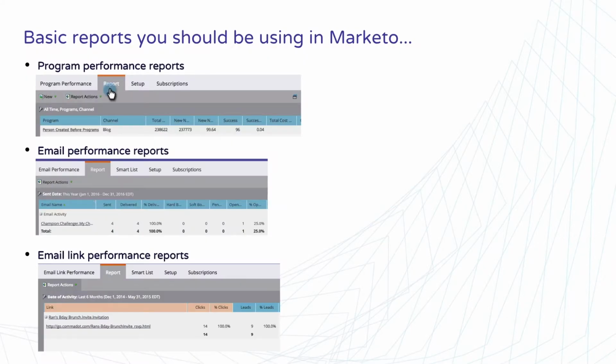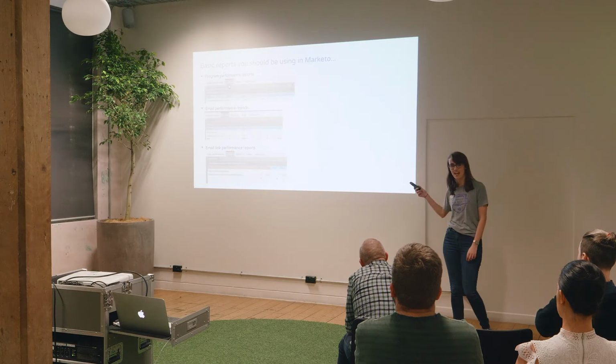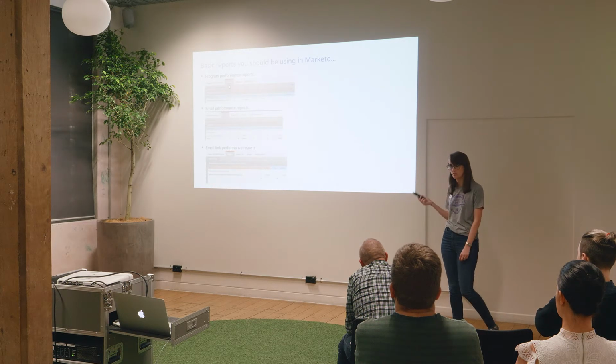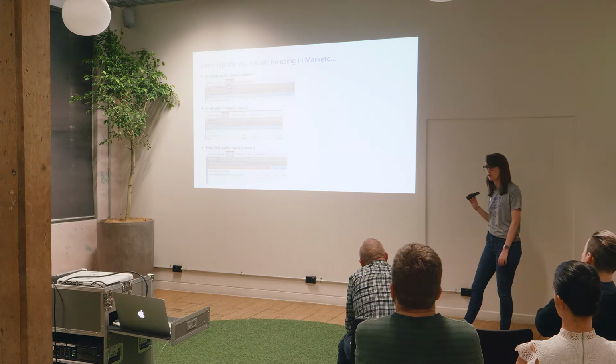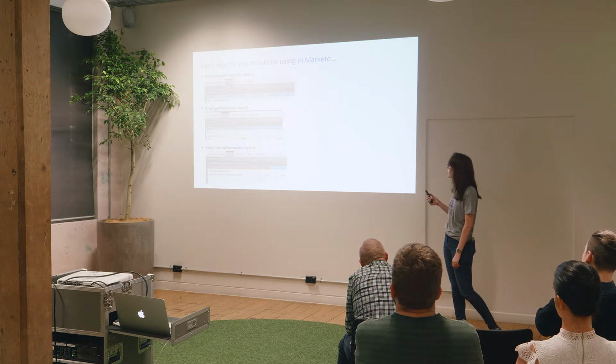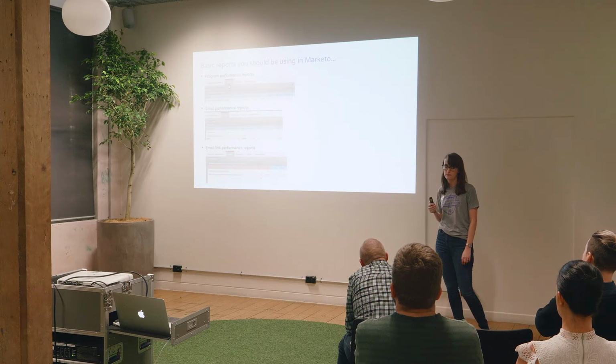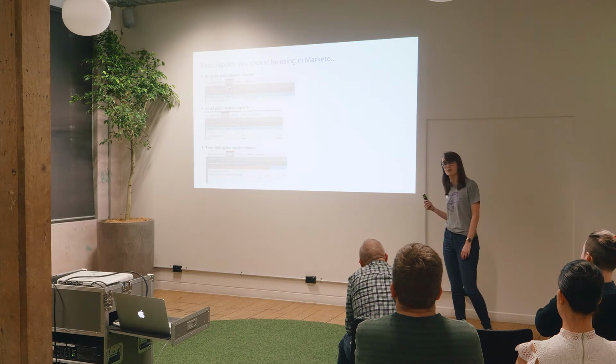So some of the basic reports you should definitely be using in Marketo. First one is program performance reports. Basically that's your top line stats on how people are moving through your program. Again, this is the one that you can get program statuses into if you go into the settings. Most beneficial if you are marking program statuses for success, which if you're not doing, you should definitely do.